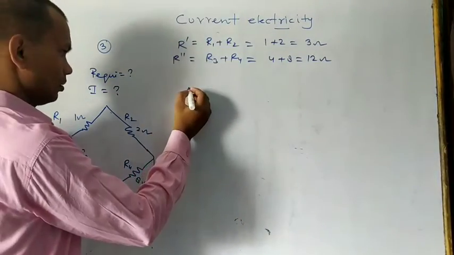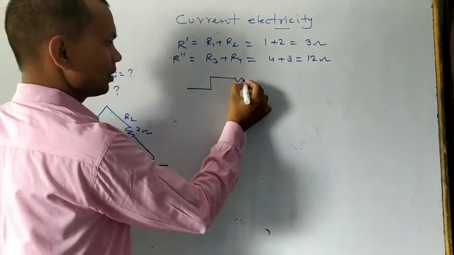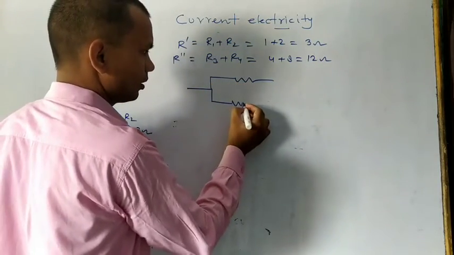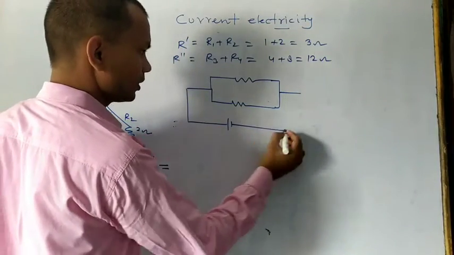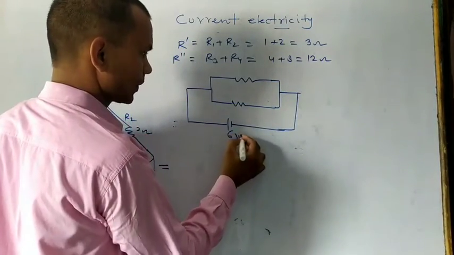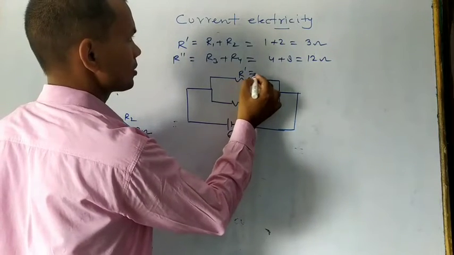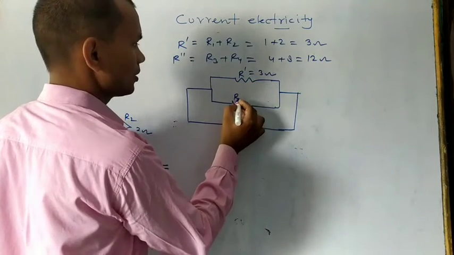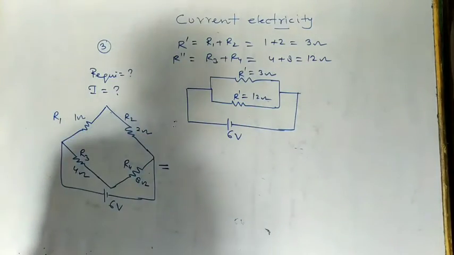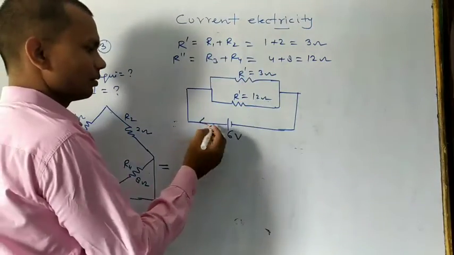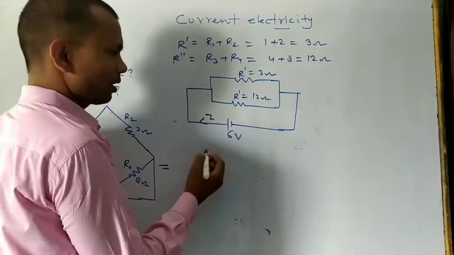So now this has been reduced to this form, and both are connected. This is the 6 volt battery. R dash is 3 ohm, R double dash is equal to 12 ohm. Now both are connected in parallel. So the equivalent resistance is what we are going to find out.